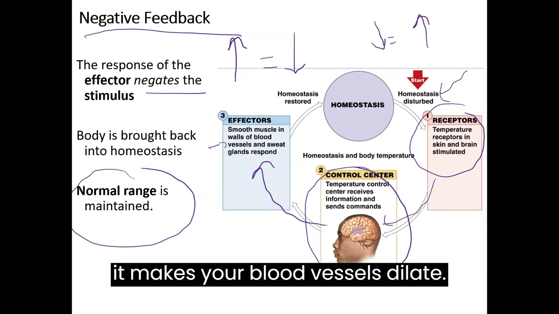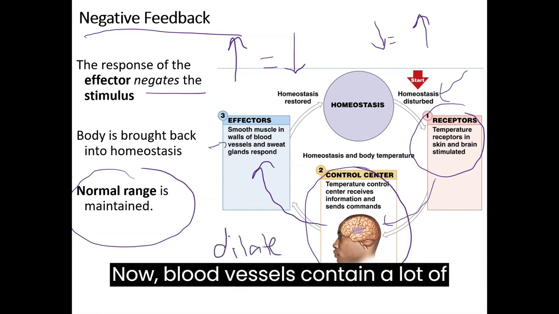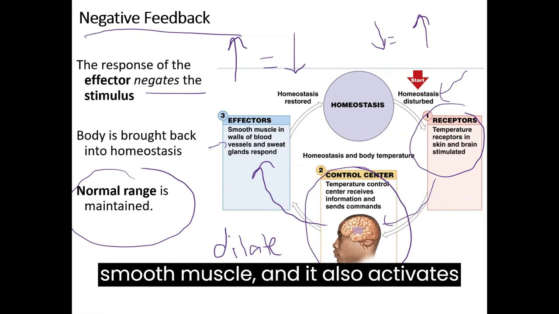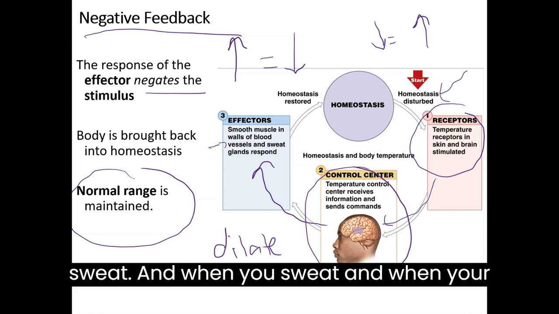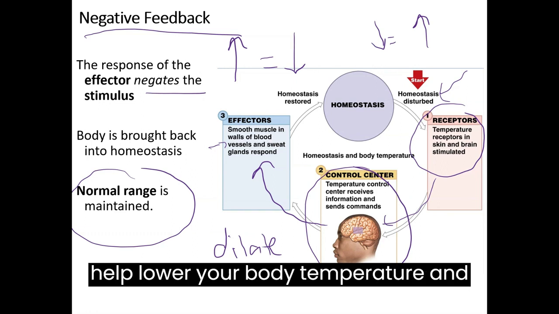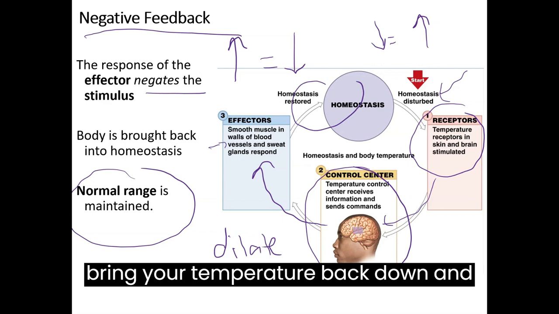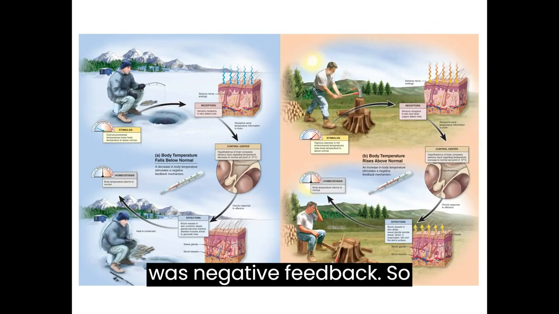So it makes your blood vessels dilate. Now, blood vessels contain a lot of smooth muscle, and it also activates your sweat glands, so you start to sweat. And when you sweat and when your blood vessels dilate, that's going to help lower your body temperature and bring your temperature back down and restore homeostasis. So that's why this was negative feedback.